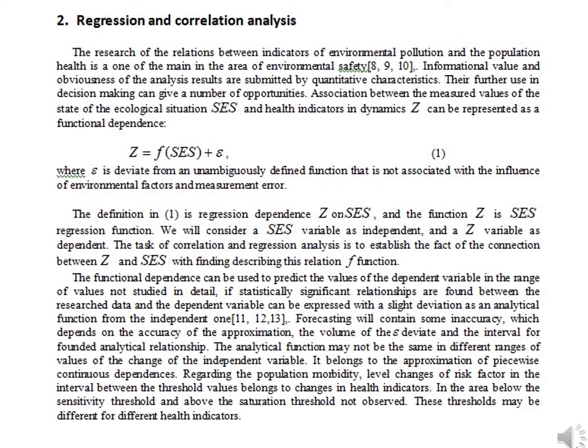We will consider SAS as the independent variable and Z as the dependent one. The task of correlation and regression analysis is to establish the fact of the connection between Z and SAS, with finding the function describing the relation. The functional dependence can be used to predict the values of the dependent variable in the range of values not studied in detail, if statistically significant relationships are found between the researched data and the dependent variable can be expressed with a slight deviation as an analytical function from the independent one.